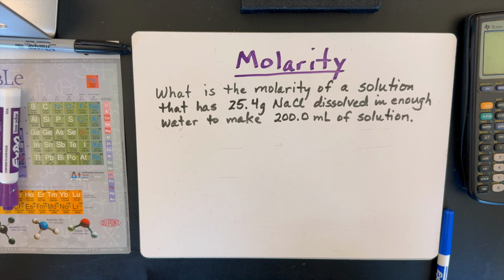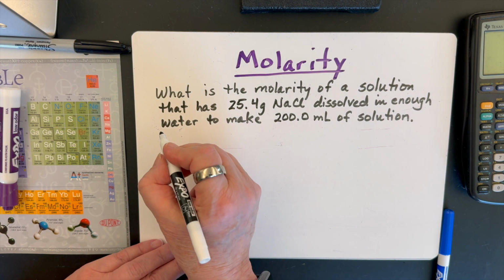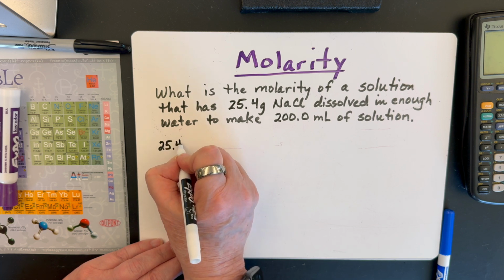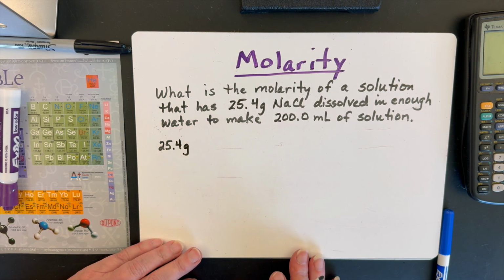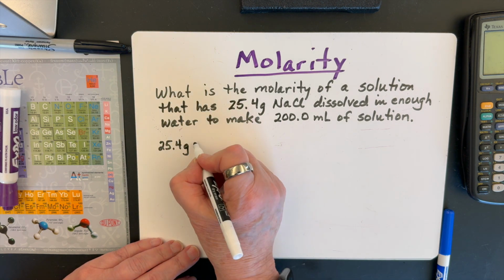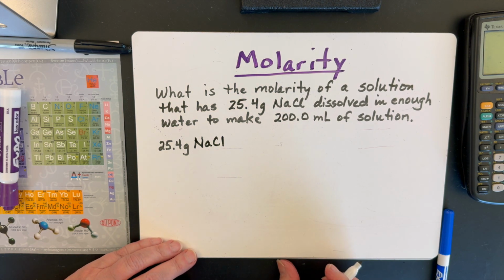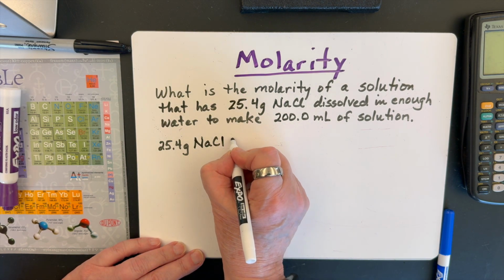Here's the problem that we're going to work out. What is the molarity of a solution that has 25.4 grams of NaCl, sodium chloride, dissolved in enough water to make 200 total milliliters of solution? Remember, molarity equals moles over volume. So we need moles, and we have 25.4 grams. So the first thing we're going to need to do is change this grams of NaCl into moles of NaCl. So we need a conversion factor.